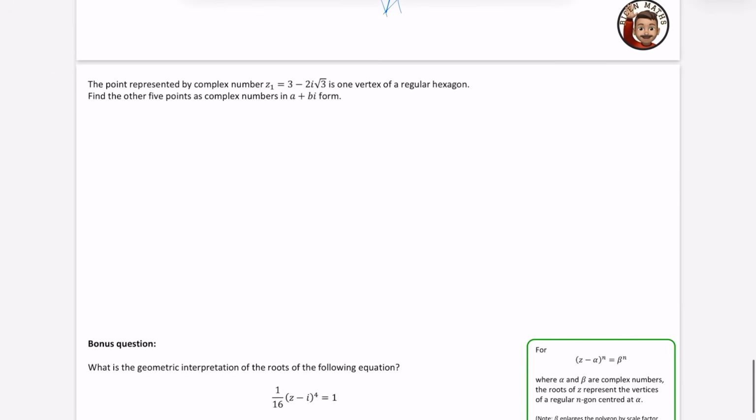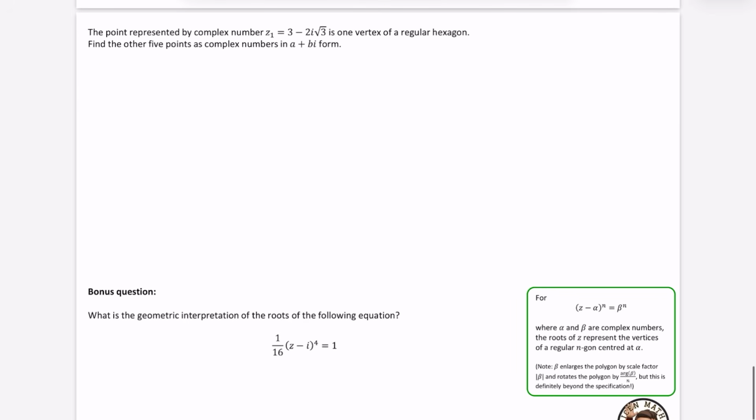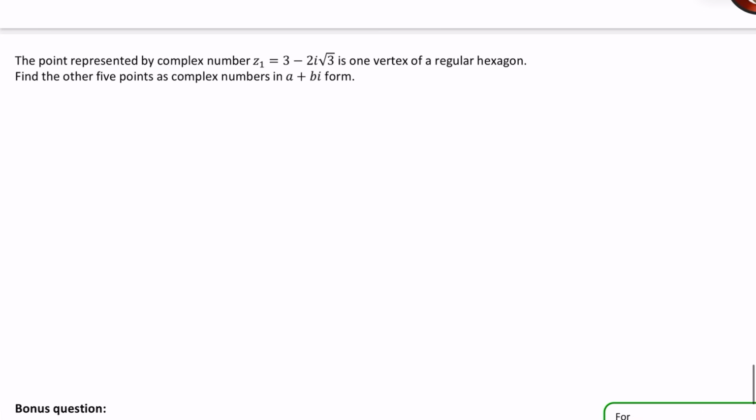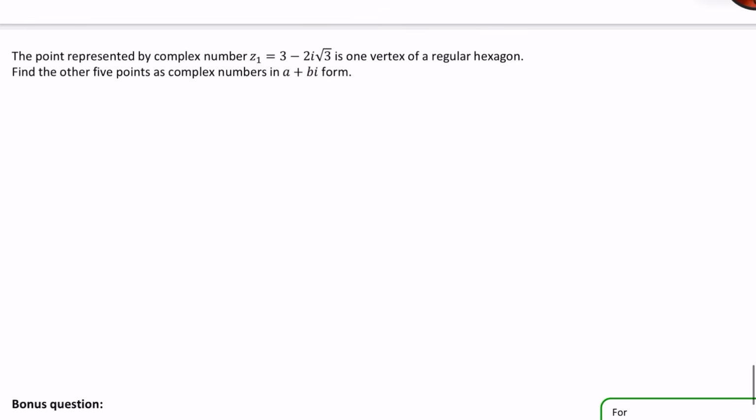This is a long video, so I'll try and do this one a little bit quicker for our very last example that we've got here. It says, the point represented by this complex number is one vertex of a regular hexagon. Find the 5 other points as complex numbers in a plus bi form. So they've already given us a root this time. We're not actually having to do any rooting. This just means that we need to move it round by 2 pi over 6 radians for the next root.